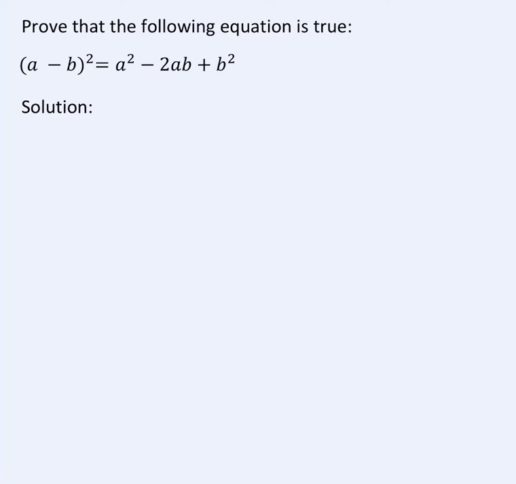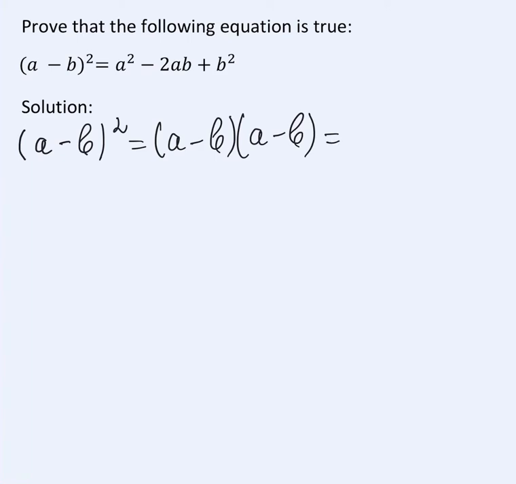In this video, I'm going to prove that the following equation is true. (a − b)² = a² − 2ab + b². As the first step, we need to factor the left side of the equation, (a − b)². It equals (a − b) multiplied by the same factor, (a − b).